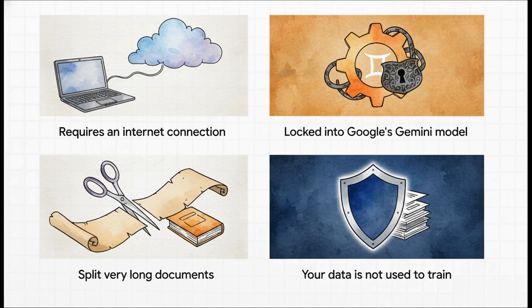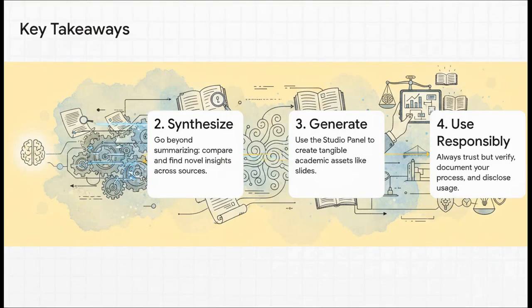So let's bring this whole journey together. First, trust the RAG engine. Rely on it for accuracy. Second, move beyond just summarizing and start synthesizing new ideas across your whole library. Third, use that studio panel to generate real-world academic outputs. And finally, and maybe most importantly, always use the tool ethically. Remember, it is your collaborator, not the final authority.